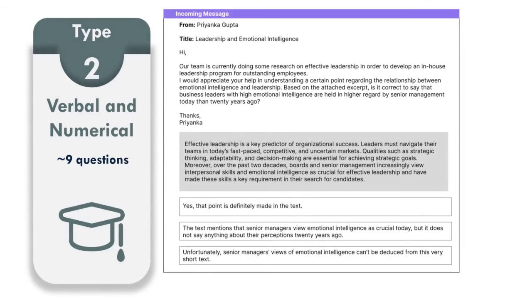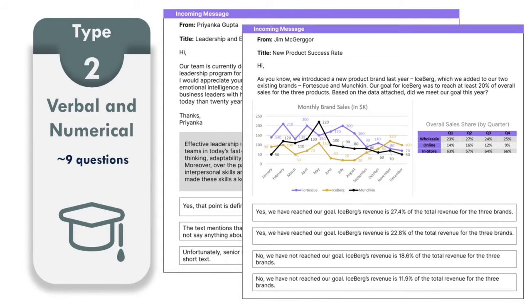Numerical and verbal questions are structured as emails from colleagues. Based on the data attached to the fictional email, you need to choose the most accurate way to respond. Unlike situational judgment questions, here you have only one correct answer.